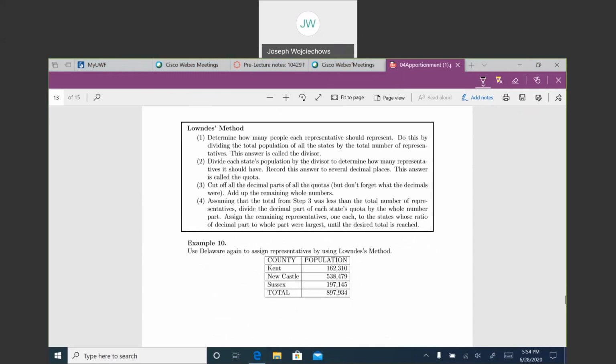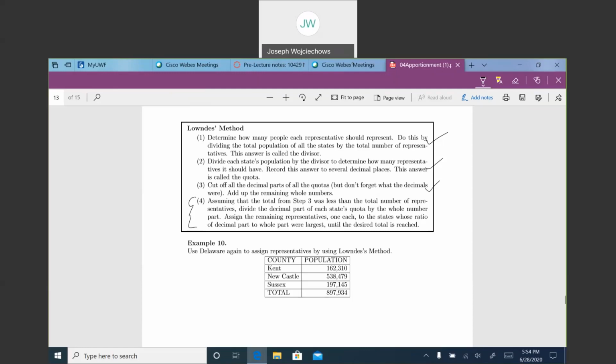This is called Lowndes's method. So again, the first step, same thing as before: determine the number of people, find a divisor. Divide each state's population by the divisor to determine how many representatives it should have. Same thing as before, cut off the decimal part. Add up the remaining whole numbers. Same as before. This is the only thing that's different.